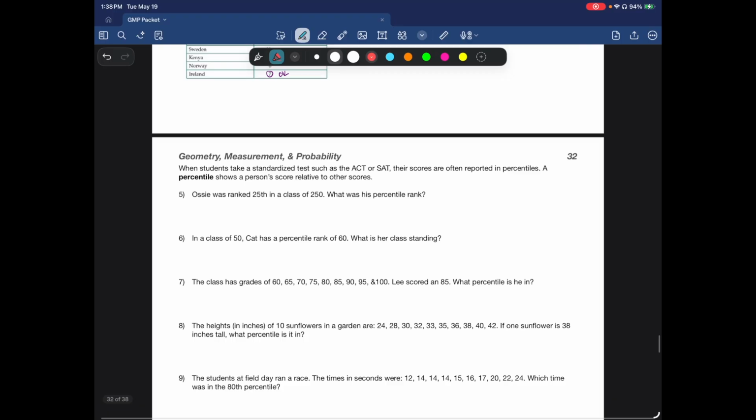Okay, now let's talk about percentiles. When students take a standard test, such as the ACT or SAT, their scores are often reported in percentiles. A percentile shows a person's score relative to other scores. We're about to talk about percentiles, then we're going to talk about standard deviation and normal curves.